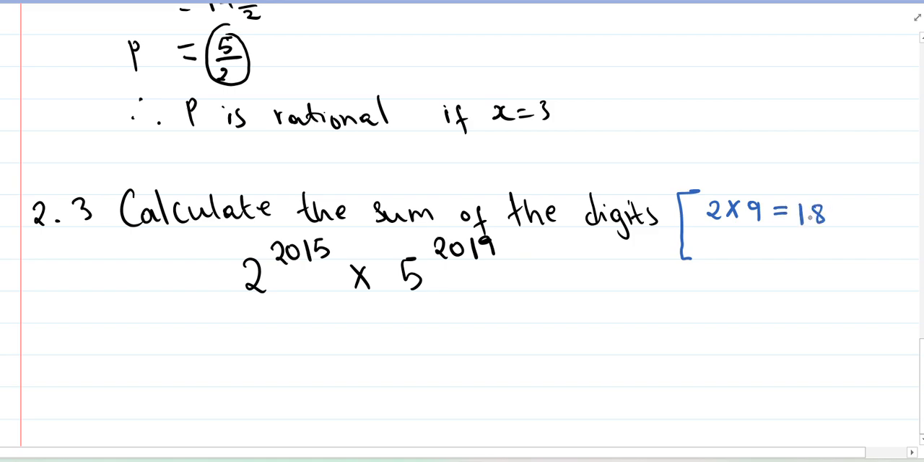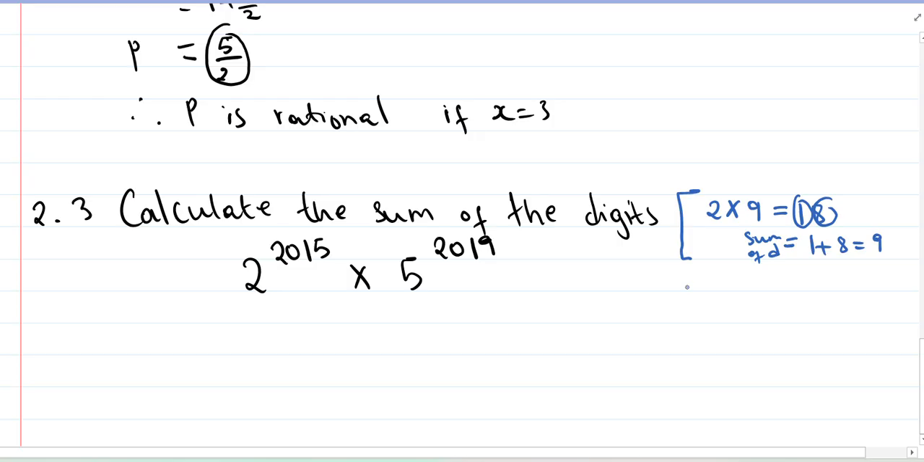It will give me 18, and the sum of the digits will be, here's the first digit, here is the second digit, so the sum of the digits will be 1 plus 8, which is 9. I'm not sure if it makes sense. Let us try with another example.